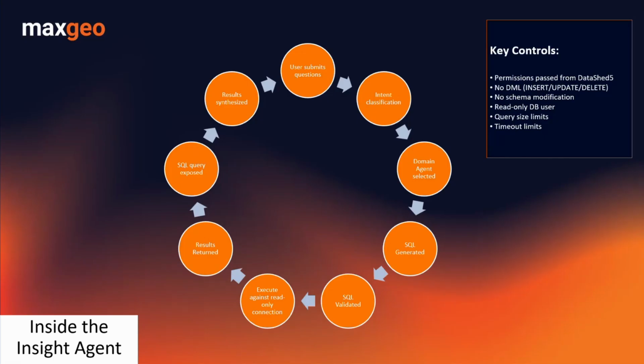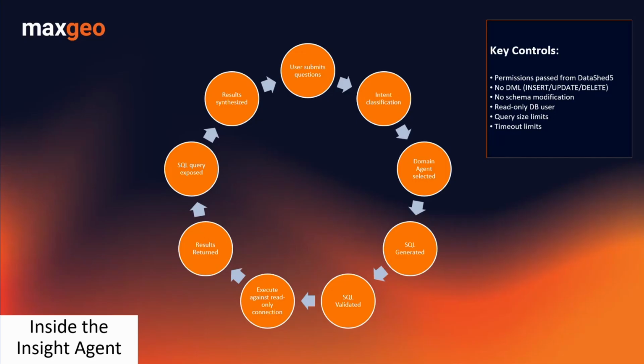So even if you're an admin level permission within Datashed 5, when you query that agent, you will only ever have the user permissions. In other words, you can only view, you cannot do anything else on that database. No DML, so no insert, update, or delete functionality is included within the agents. And that's hard baked into the coding in the background. So it cannot do any schema modifications, read only, as I was saying before.